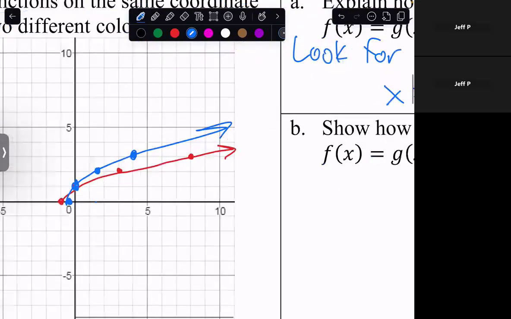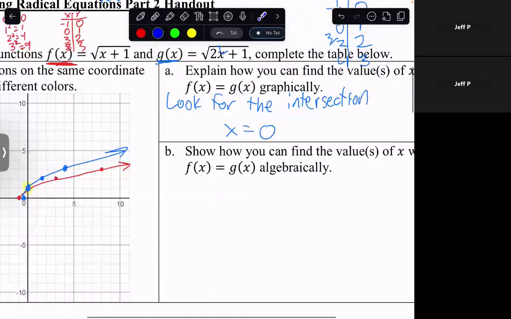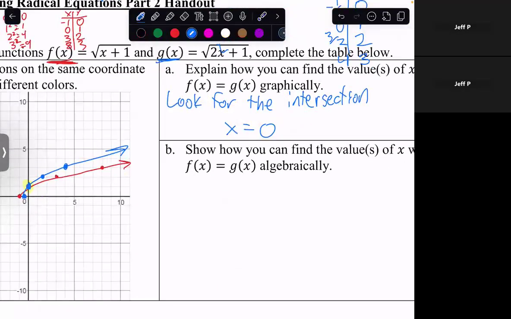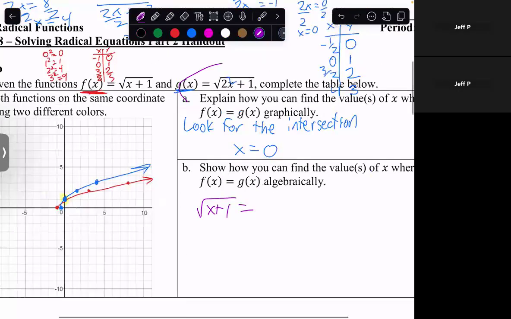Right here is the only point where the two graphs touch. So we state the x coordinate of that point, which is x equals 0. And just to verify, because sometimes the graph is unclear, sometimes it's not at a whole number, we also know how to solve this algebraically, right? So f of x is given as this function, so we replace it with its value, and same thing with g of x.